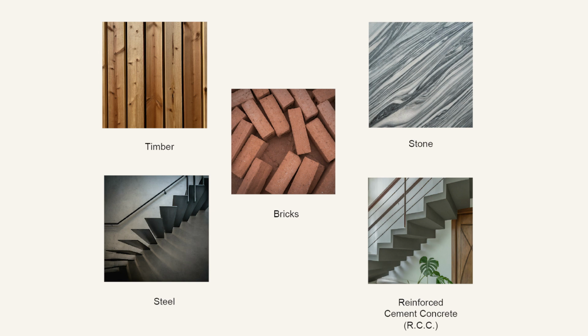Today, we will read on stairs and staircases, dimension and geometric designs of staircases. At the end of this lecture, you will gain knowledge of the different materials used for building stairs and you will be able to confidently plan a stair for any building. Let us start with the different materials used to build stairs. The types of materials used for stairs are timber, stone, bricks, steel and reinforced cement concrete, shortly known as RCC.